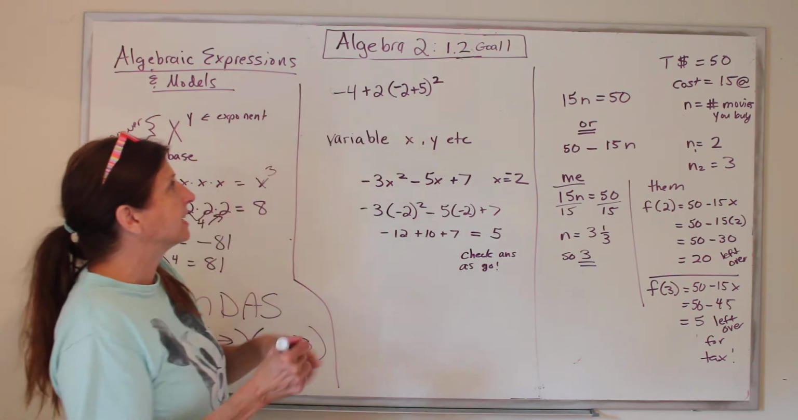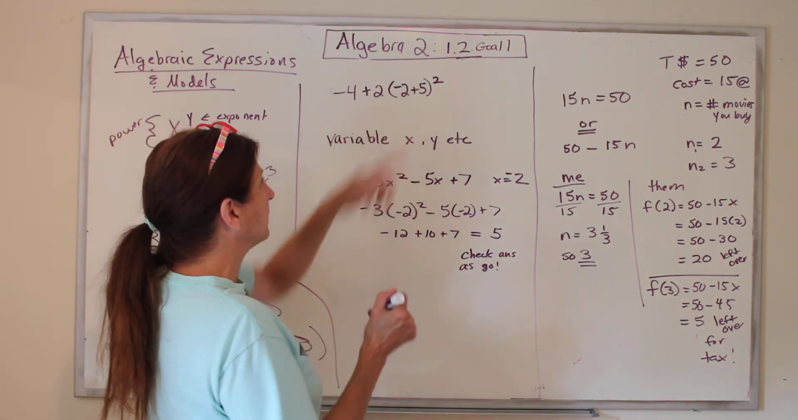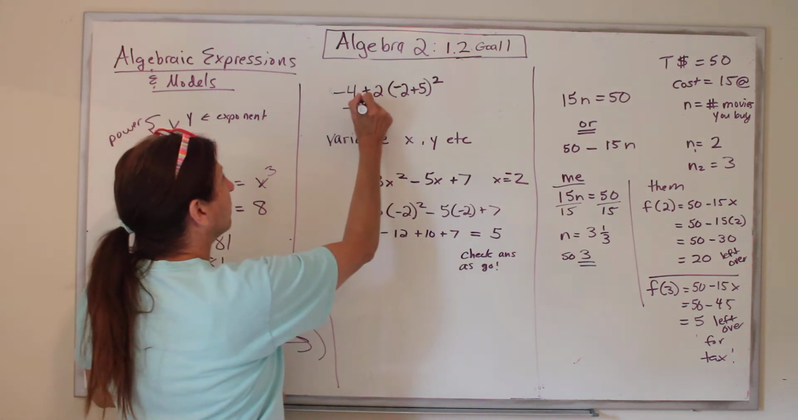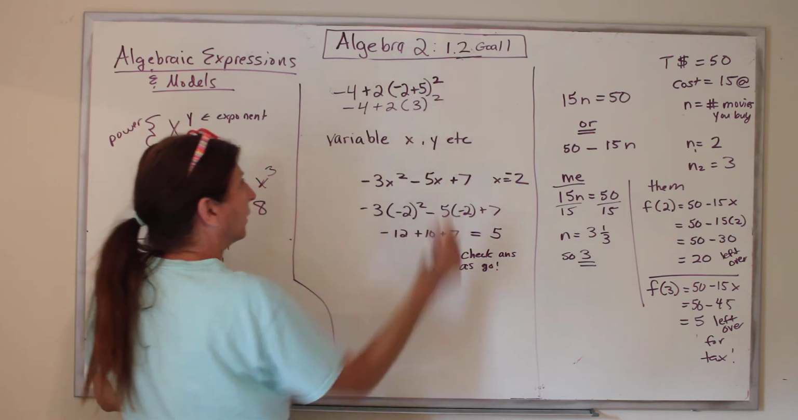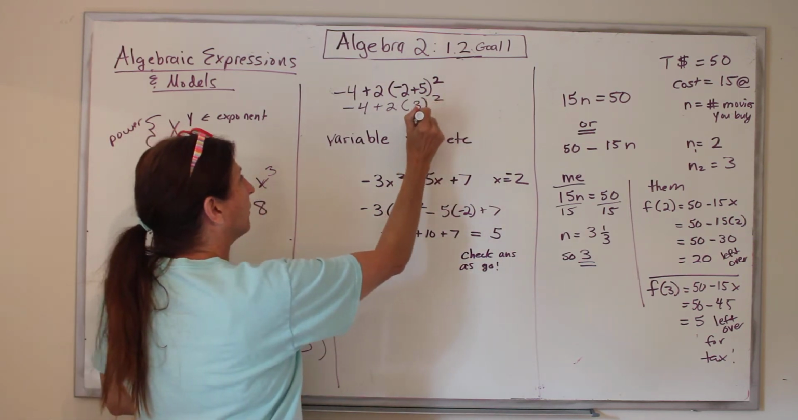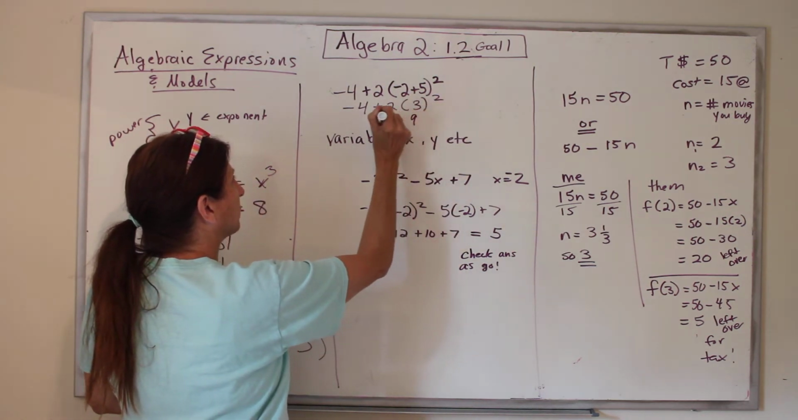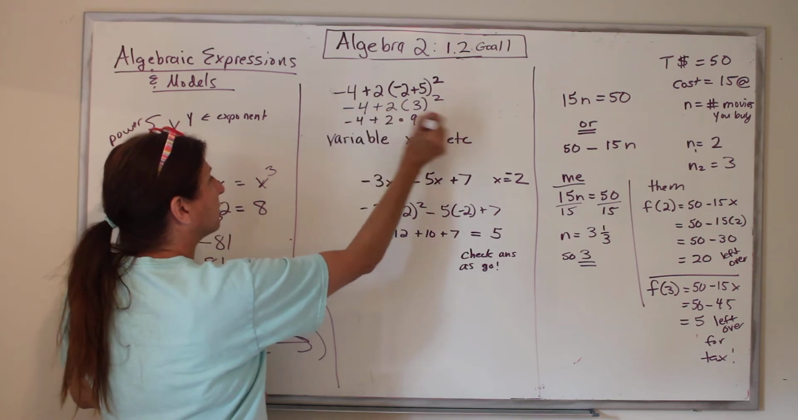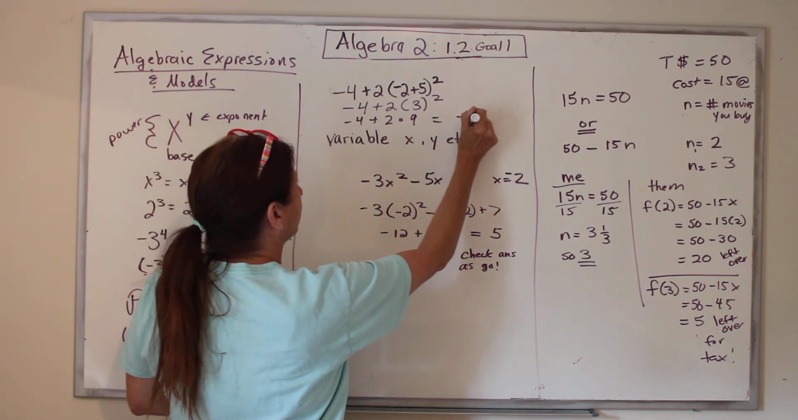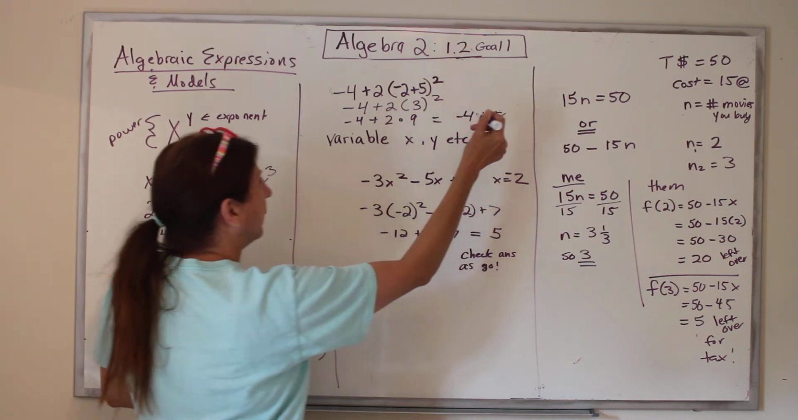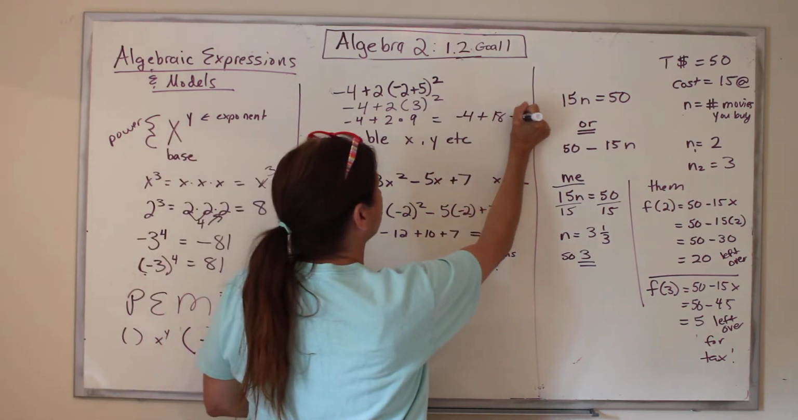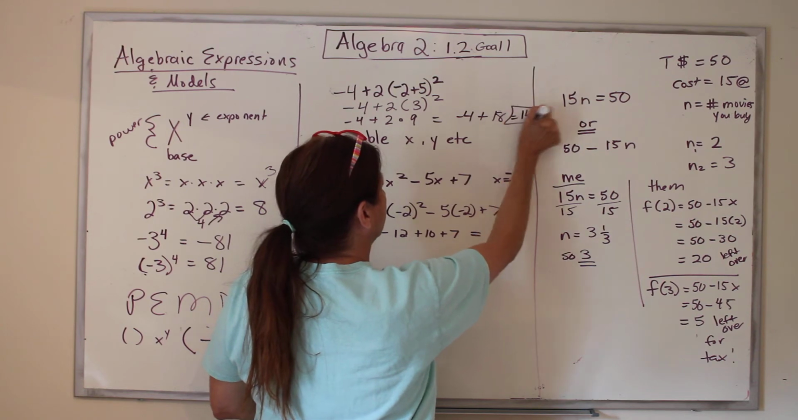So here is an example problem, and we would do these parentheses first. So it's -4 plus 2 times 3 squared. 3 squared is 9, which will be multiplying times 2. And so this is equal to -4 plus 18. 18 minus 4 is 14.